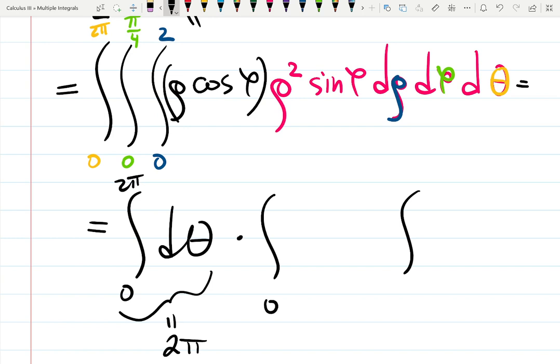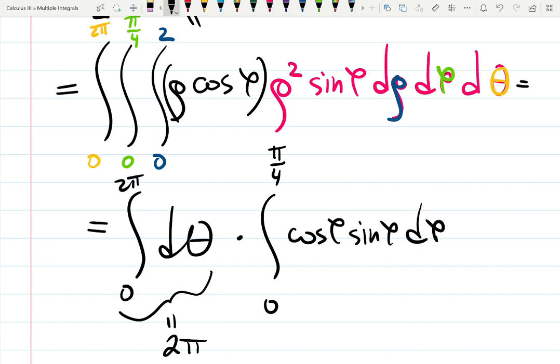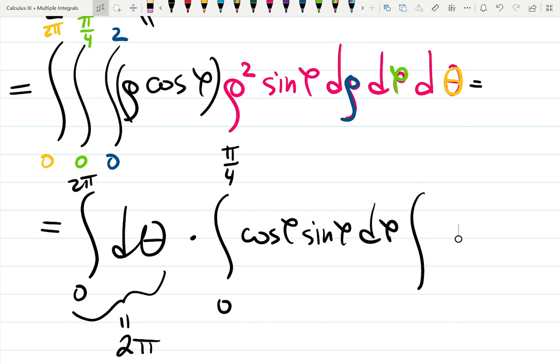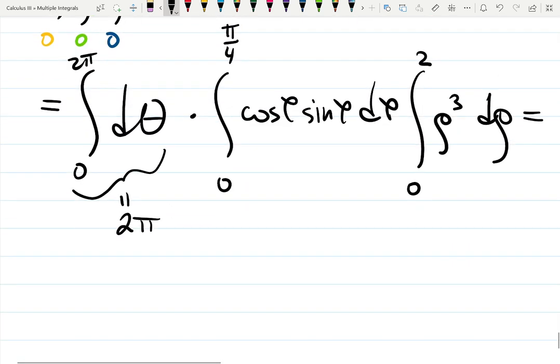Next one is 0 to pi over 4. That is the one with phi. Phi has functions. Which kind of functions? Cosine and sine. d phi. And then the one from 0 to 2, that is rho. Do you see rho? Yeah. What kind? There's 3 rho cubed. Do you see it? d rho. And now integrate each carefully.